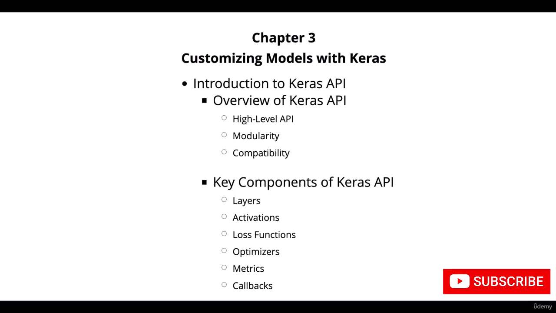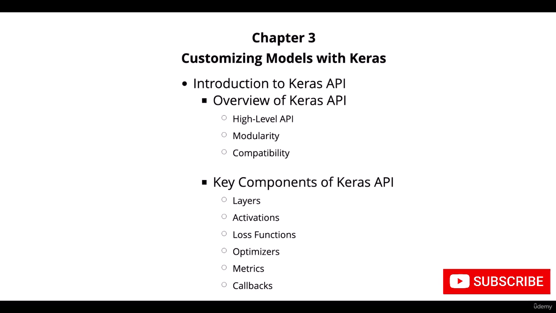Some of the key components of the Keras API is layers. Keras provides a wide range of predefined layers for building neural networks, including dense, fully connected, convolutional, recurrent, dropout, etc. Activations. Keras supports various activation functions such as sigmoid, tanh, relu, softmax, etc., which introduce non-linearity into the network. Loss functions. Keras offers built-in loss functions for common tasks like regression, mean square error, binary classification, which is the binary cross entropy, and multi-class classification, which is the categorical cross entropy.